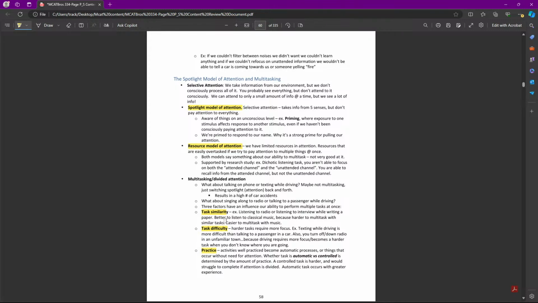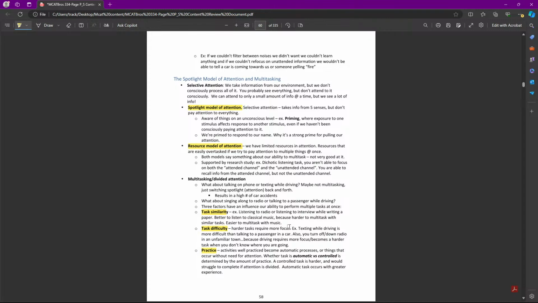So, task difficulty: harder tasks require more focus. Texting while driving is more difficult than talking to a passenger in the car. Also, you turn off or turn down the radio in an unfamiliar town because driving requires more focus. It becomes a harder task.